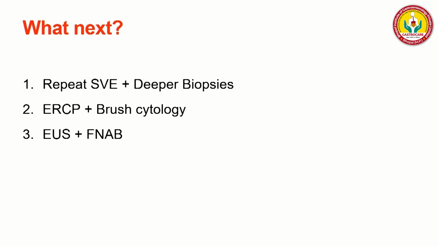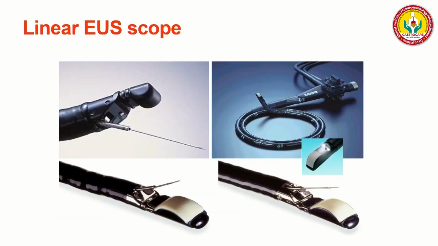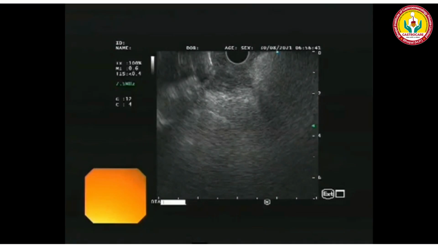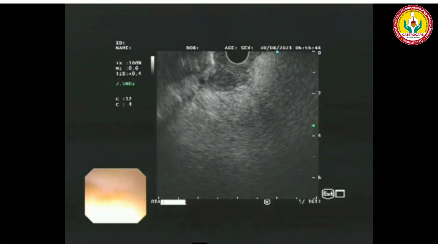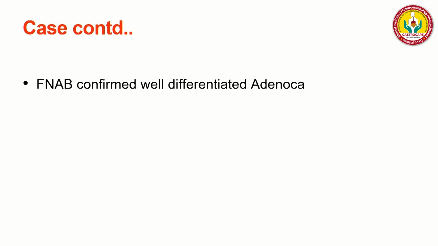You don't want to cut the papilla and then take biopsies and cause bleeding from the suspected tumor. So this is what we did with the EUS, and you can appreciate this 2 centimeter lesion seen right below the papilla. We took biopsies, FNAB confirmed adenocarcinoma.